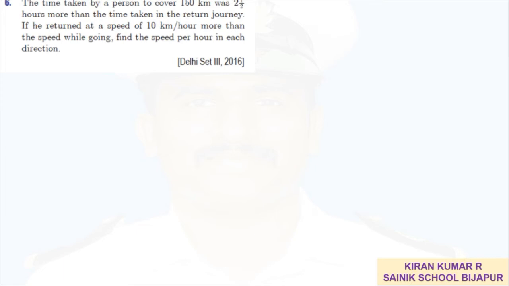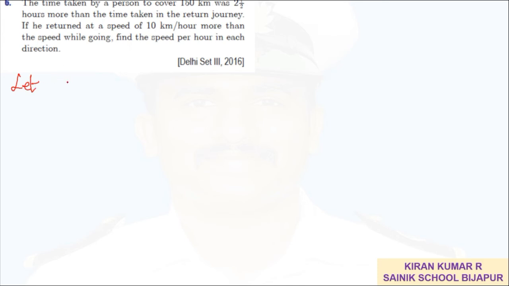Question number 6. In the sixth question, the time taken by a person to cover 150 km is 2.5 hours more than the time taken in the return journey. If he returned at a speed of 10 km per hour more than the speed while going, find the speed per hour in each direction. Let me consider the speed while going as x km per hour. While returning, 10 km per hour should be added.